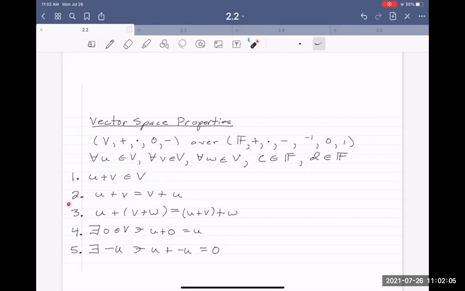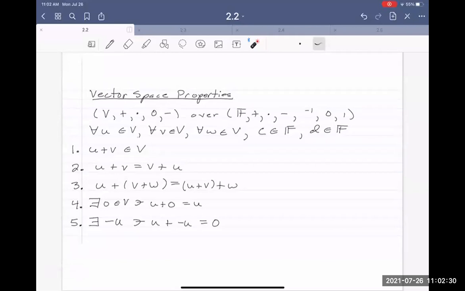Next, I have that vector addition is commutative. And so u plus v is equal to v plus u. And vector addition is associative. u plus the quantity v plus w is equal to u plus v plus w.